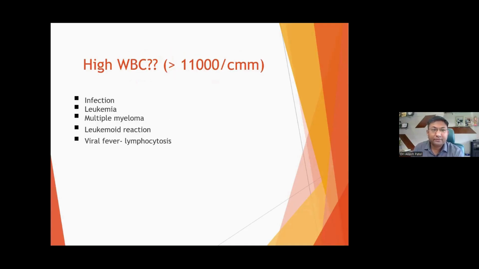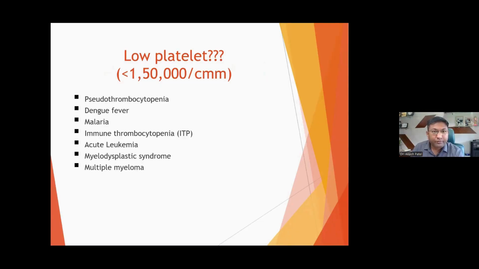So when can we find high WBC, like more than 11,000? Apart from infection, leukemia, multiple myeloma, and leukemoid reaction, and in some viral infections or viral fever, lymphocytosis with lymphocyte predominance is found. So what are the causes of low platelet, that is thrombocytopenia?